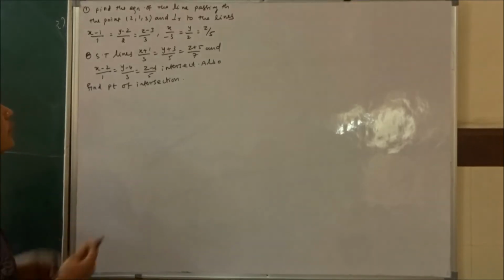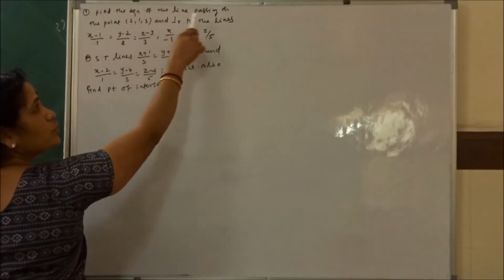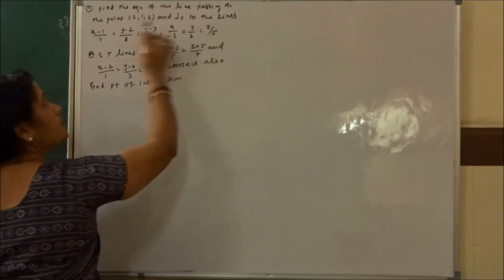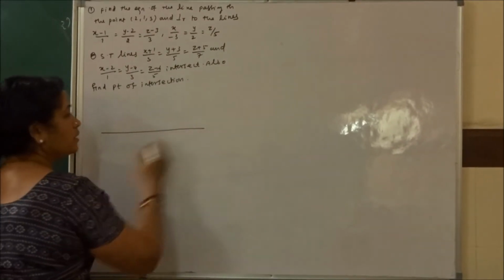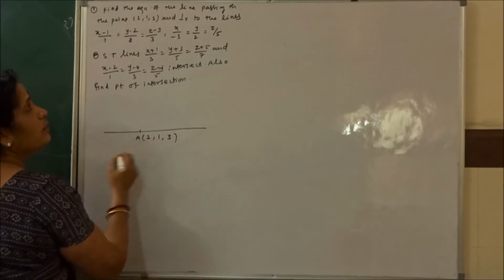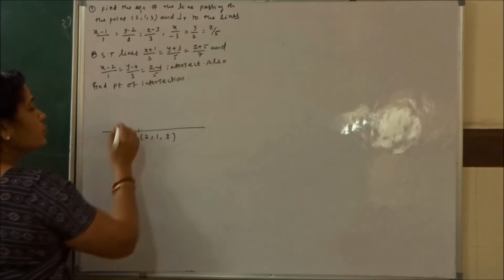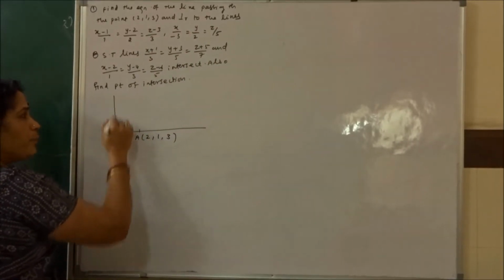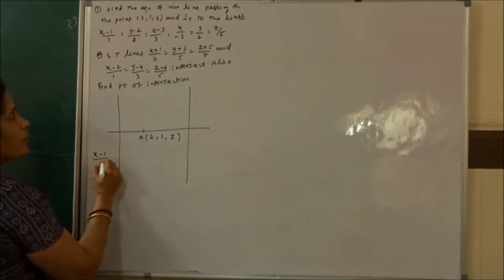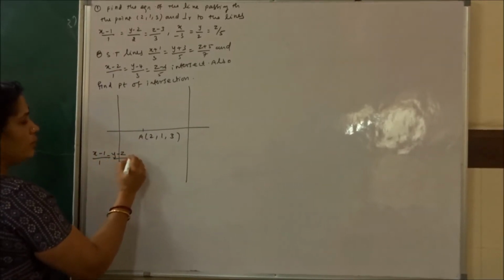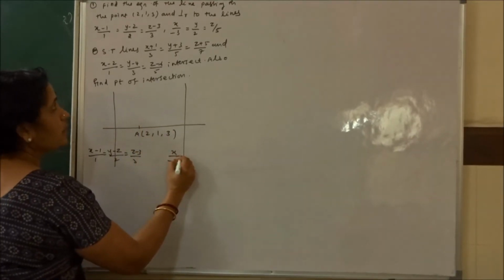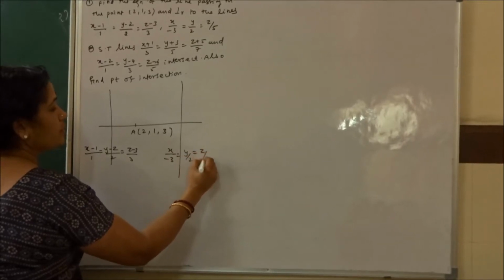Now listen here. The question number 1 I am taking: find the equation of the line. This is another most important question. Find the equation of the line passing through the point 2, 1, 3 and perpendicular to two lines. This required line is perpendicular to two lines. The lines are given: x minus 1 upon 1 equal to y minus 2 upon 2 equal to z minus 3 upon 3, and then x upon minus 3 equal to y upon 2 equal to z upon 5.